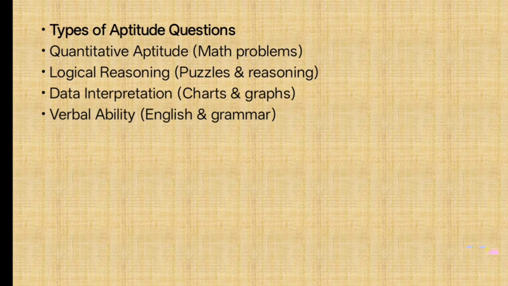First is quantitative aptitude, also called quant aptitude. Usually students wonder what quant aptitude is; it includes mathematical and numerical problems. Second is logical reasoning, which includes puzzles and reasoning questions. Third is data interpretation, which involves analyzing charts and graphs. And fourth is verbal aptitude, which focuses on English grammar and comprehension. And then the types of aptitude skills. There are different aptitude skills.